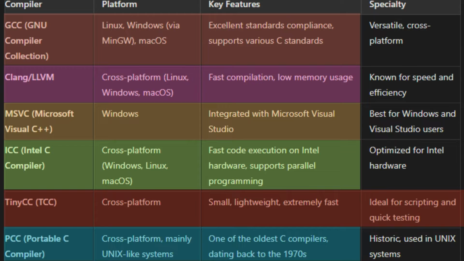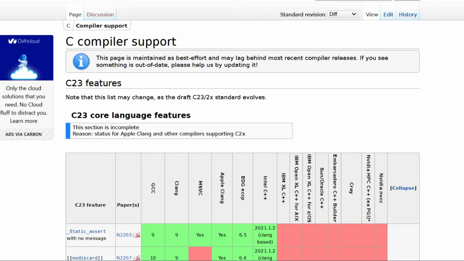Now, one of the questions that may arise when choosing a compiler is whether the compiler supports certain standards, especially if we want to use some of the features that were introduced in the latest standards. In this case, you can refer to this page. I will leave a link in the description.